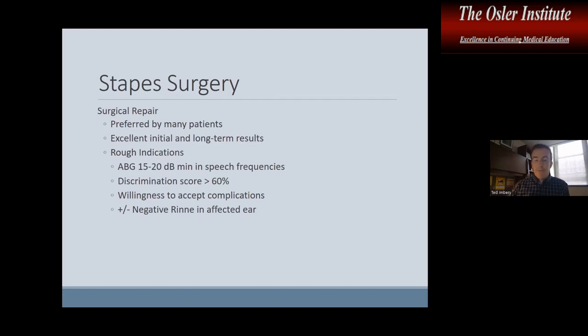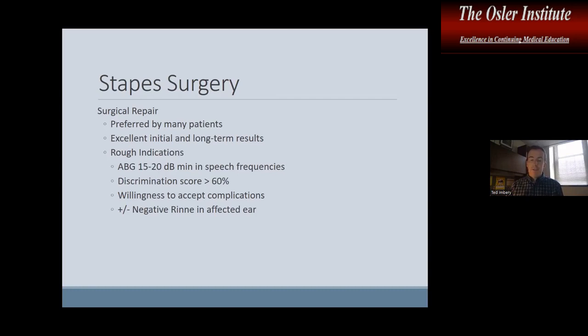Here are some rough indicators for when to consider stapes surgery. There's no hard and fast cutoff for how big an air-bone gap you need, but most surgeons would probably feel comfortable operating if the air-bone gap is about 20 decibels or so. You don't want to overlook that speech discrimination is important. Especially with more advanced cochlear otosclerosis, if there's a significant decline in speech discrimination, you may lean more towards a cochlear implant as opposed to stapes surgery. You want them to have good discrimination if they're going to benefit.